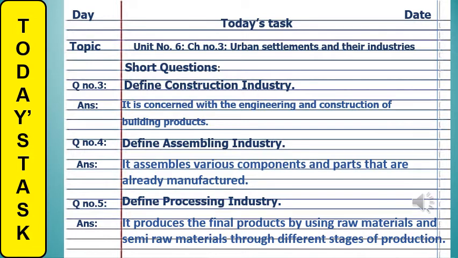Fourth, define assembling industry. The answer is, it assembles various components and parts that are already manufactured.